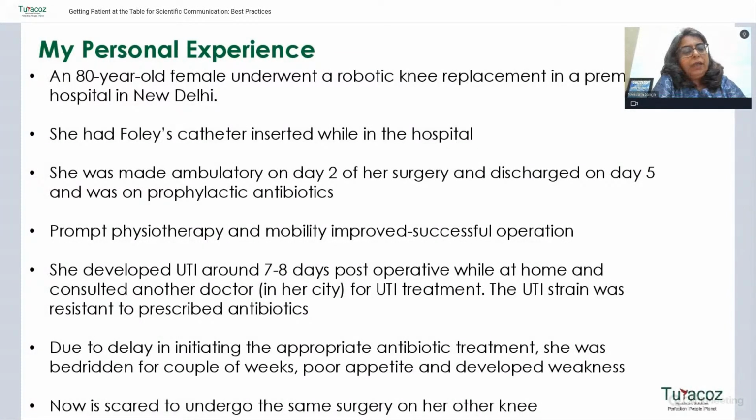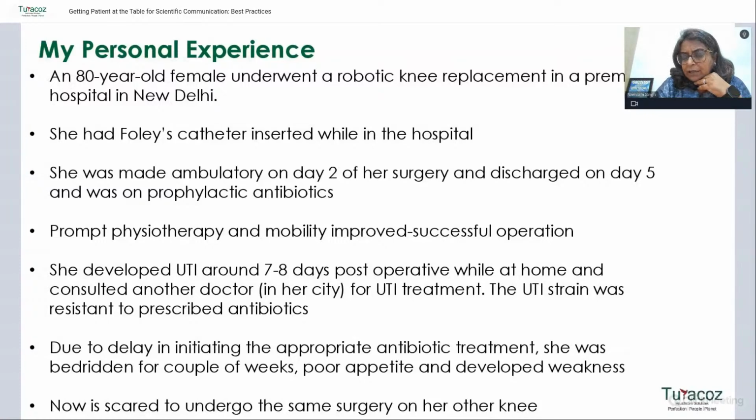about 7 to 8 days into the post-operative phase while at home, and then she consulted another doctor. She lives in a city very close to New Delhi, so she could not visit the hospital or the doctor who had operated on her. There they did a culture sensitivity of the urine. They suspected it was a UTI.